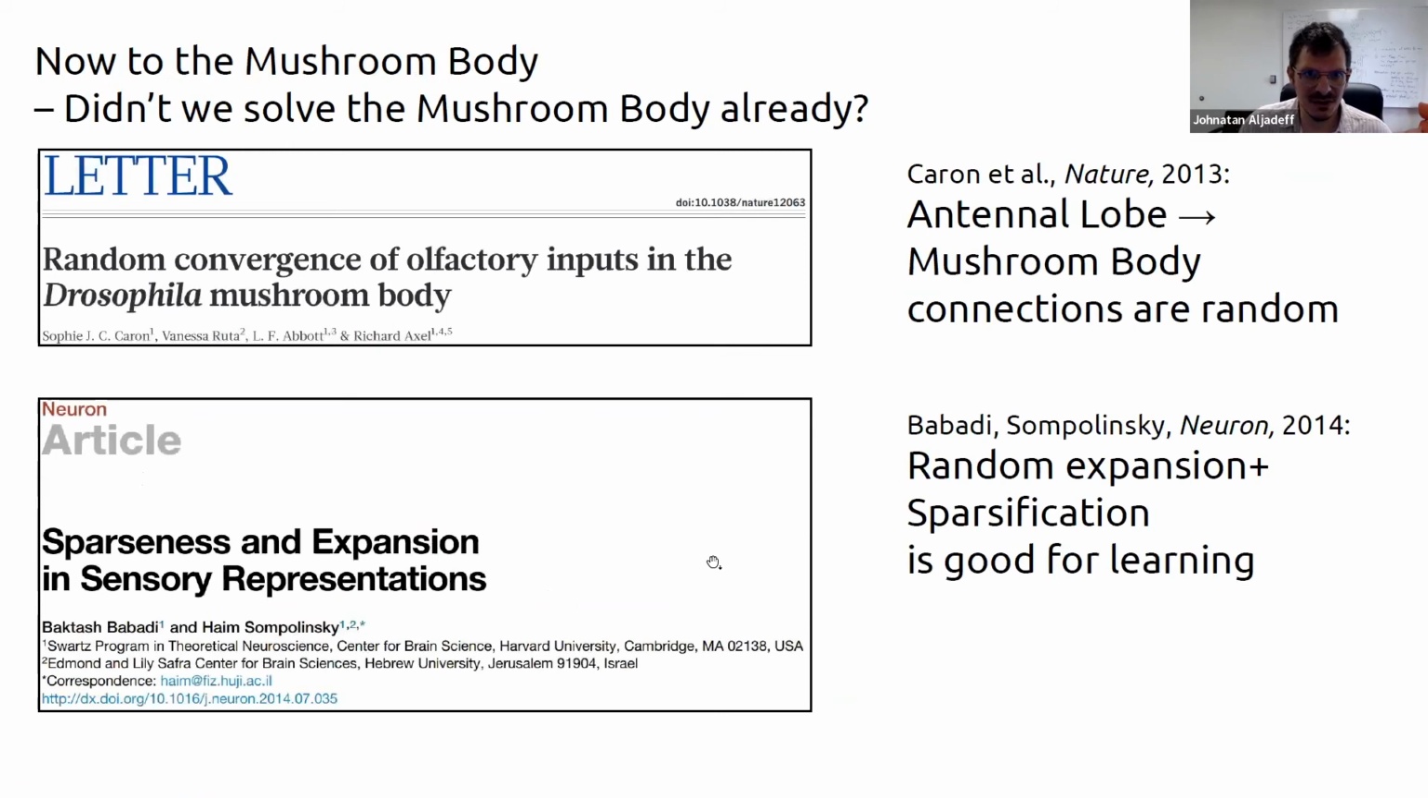Those of you who have been following the mushroom body literature might ask, didn't we solve the mushroom body already? So in this beautiful paper that I mentioned a couple of times already, Caron et al. showed that connectivity from the antennal lobe to the mushroom body is random. This has been investigated by a number of papers since 2013, and people report some degree of structure in these connections, but that structure, I hope we can agree, is very, very small, and by and large, we can say that the connectivity is random.